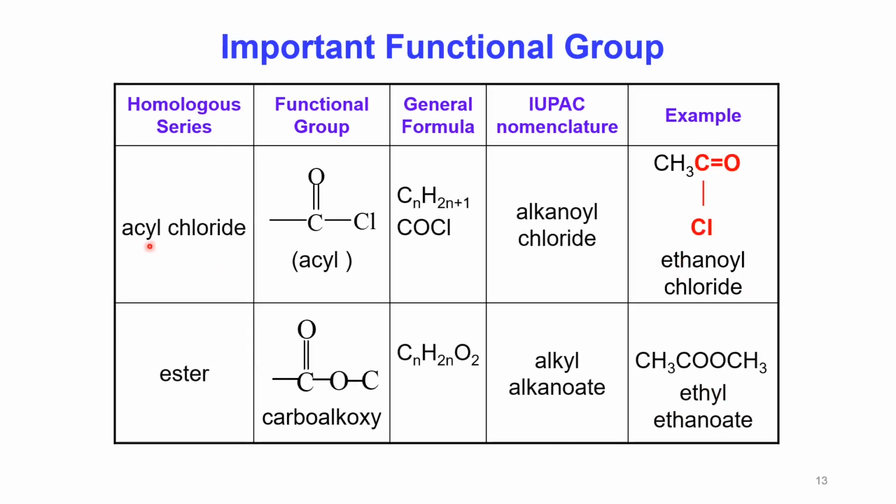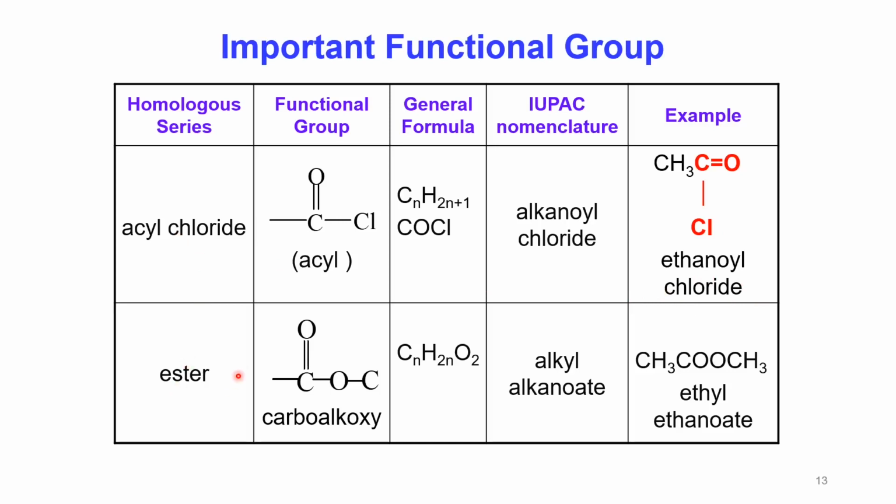Okay, next we have acyl chloride. The structure of the functional group is C double bond O Cl, and the name of the functional group is acyl. The general formula is CnH2n+1COCl, and the IUPAC nomenclature is alkanoyl chloride. The example for acyl chloride has 2 carbons: CH3, C double bond OCl. So this is ethanoyl chloride. This is the functional group for acyl chloride.